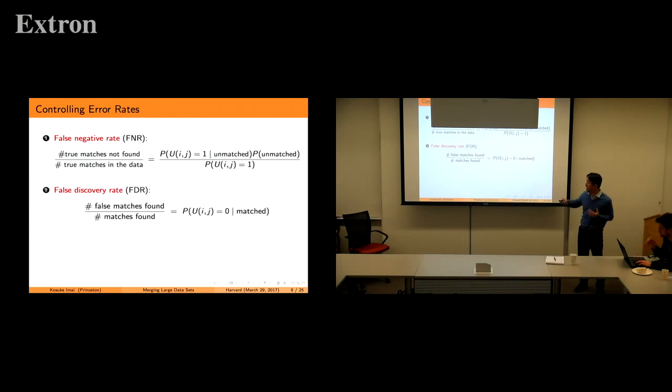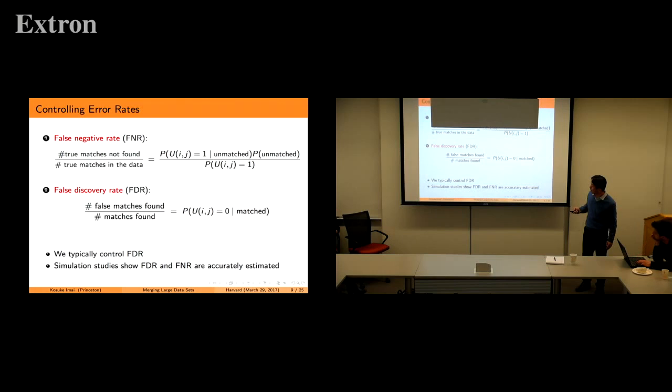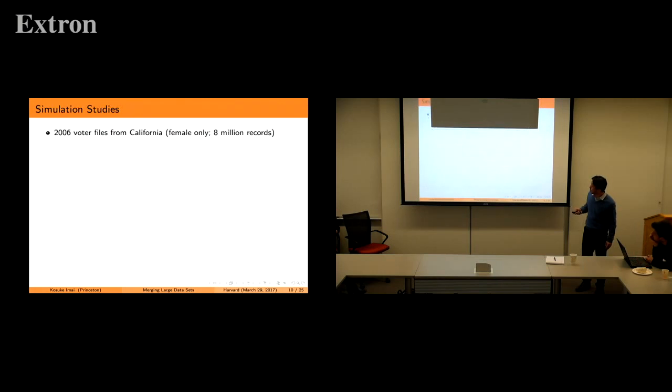And with this much data, there's almost no uncertainty, so they're very precisely estimated. We typically control the FDR, so we make sure that FDR is small, and then we are interested in how big the false negative rate is. The first thing that we do is the simulation studies, and I don't want to spend too much time on this because I want to go to the applications.